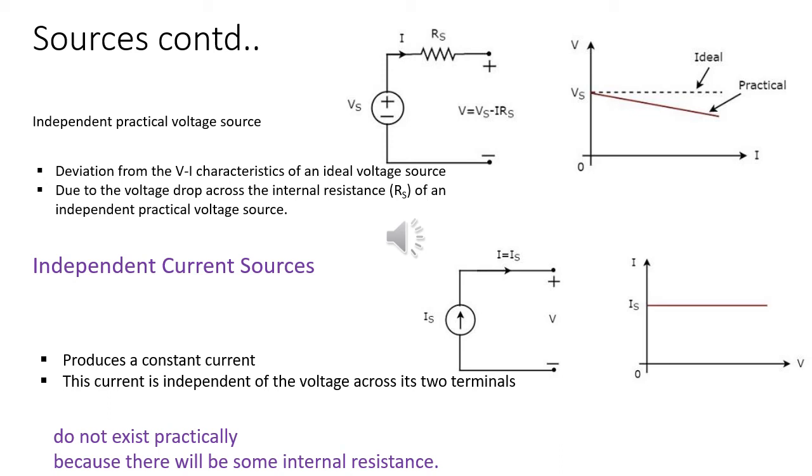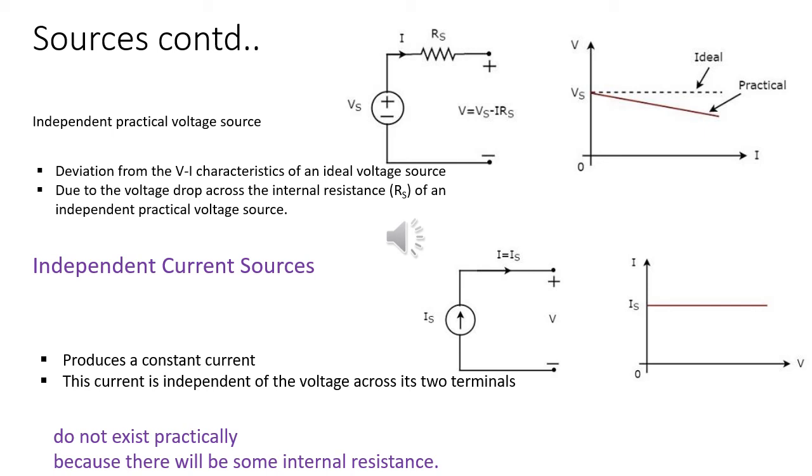Suppose your load is taking more current, then what will happen? The voltage drop across the series resistance will increase. We will get only the remaining voltage as the output voltage across the terminals. So the output voltage is always V equal to Vs minus I into Rs. That's why there is a deviation of the characteristic curve from the ideal case.